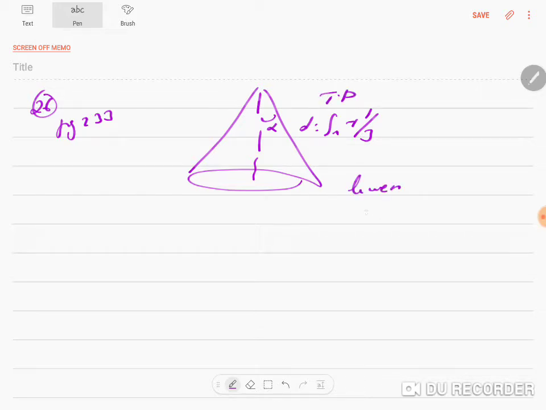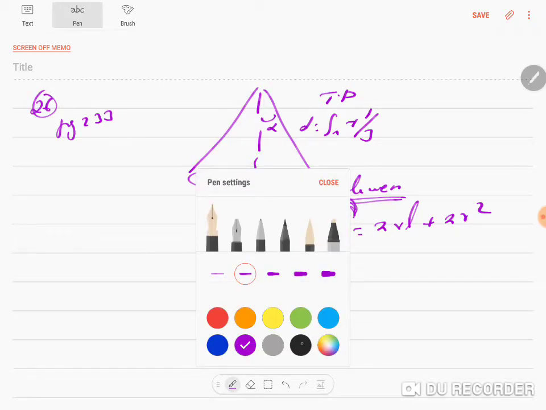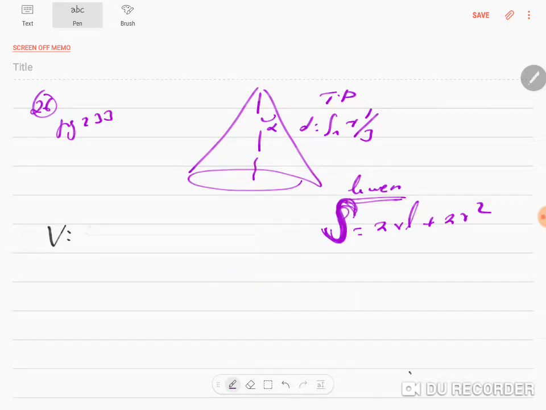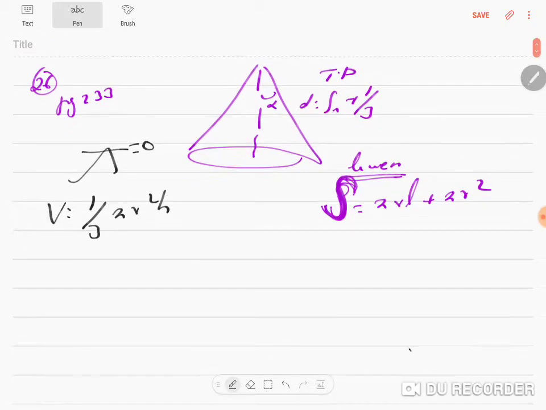Given, you have to write it on the right side, surface area of the cone is given, which is pi r L plus pi r square. So this S is a constant because that's been given. Using that surface area, you are making the volume maximum, 1 by 3 pi r square h. Volume is maximum means the differentiated value will be equal to 0.